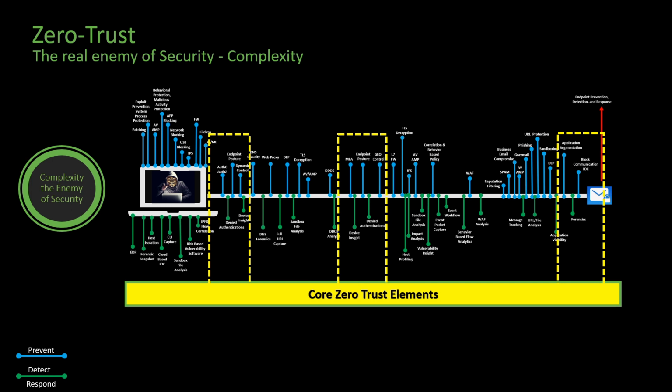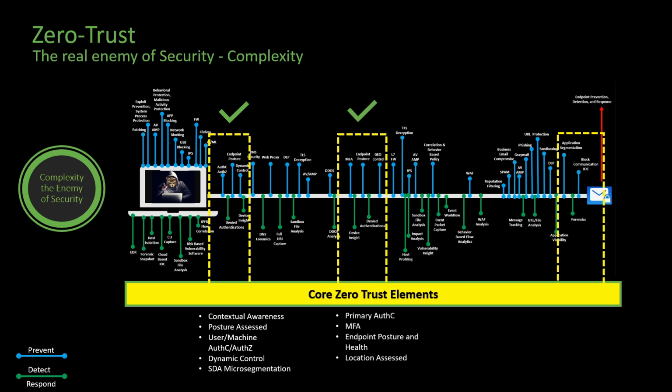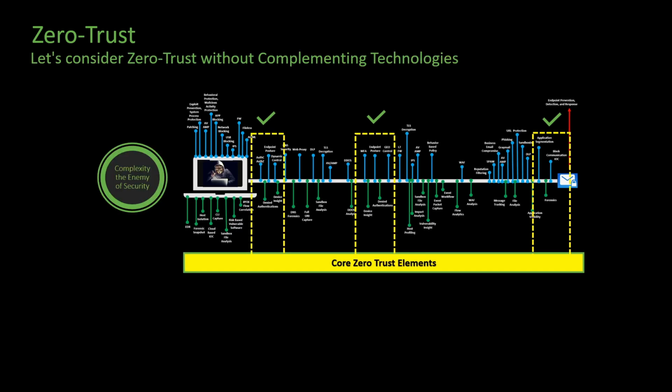Now, the zero trust elements are wonderful, right? It's going to help with contextual awareness, posture assessed, user and machine authentication, and authorization. So authentication and authorization, dynamic control. You get software-defined access or microsegmentation. You've got primary authentication done with multi-factor authentication when you're accessing the application. Again, endpoint posture and health, and location could be assessed. And then application mapping, process mapping, host-based microsegmentation in the data center or cloud or container. And so those are definitely pillars of zero trust.